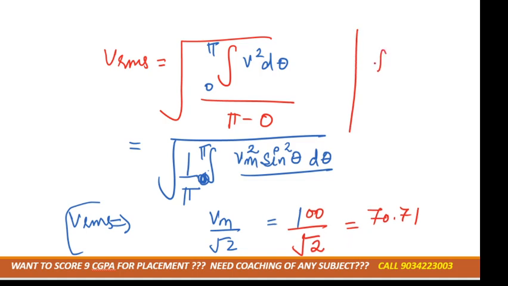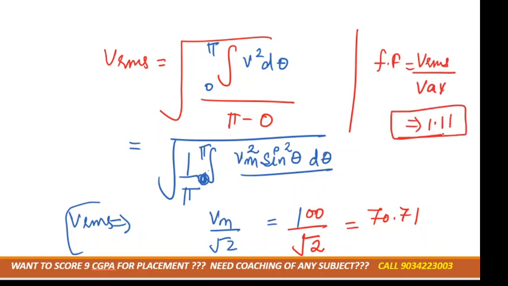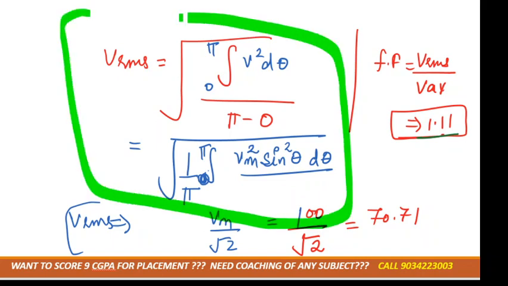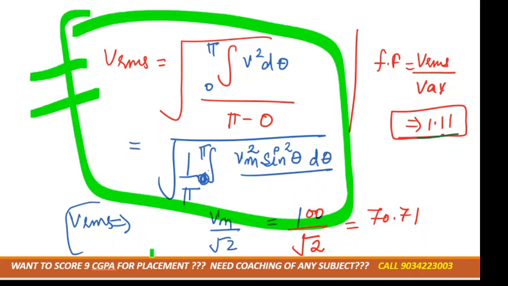Then we can calculate the form factor. Form factor is how much? VRMS divided by V average. Again, we'll get the same value 1.11. If we do not get the same value 1.11, then it means there is something wrong in your question. And one more thing: you know the formula of VRMS is Vmax by root 2, but you can't put it directly. You have to solve it like that. Then only you will get this particular expression.